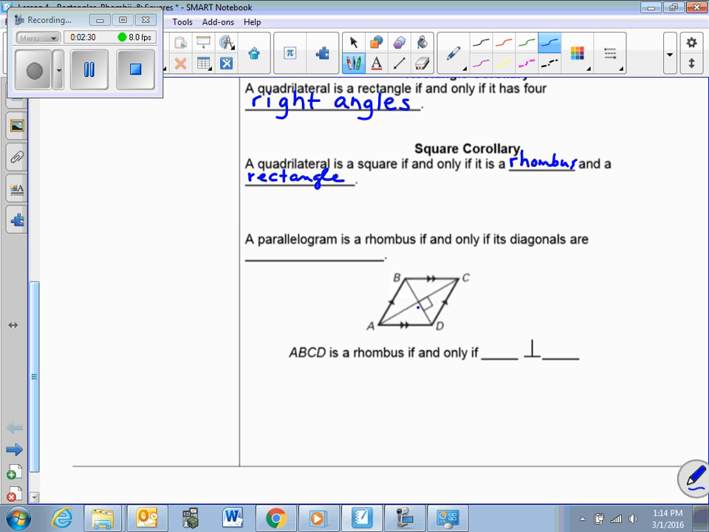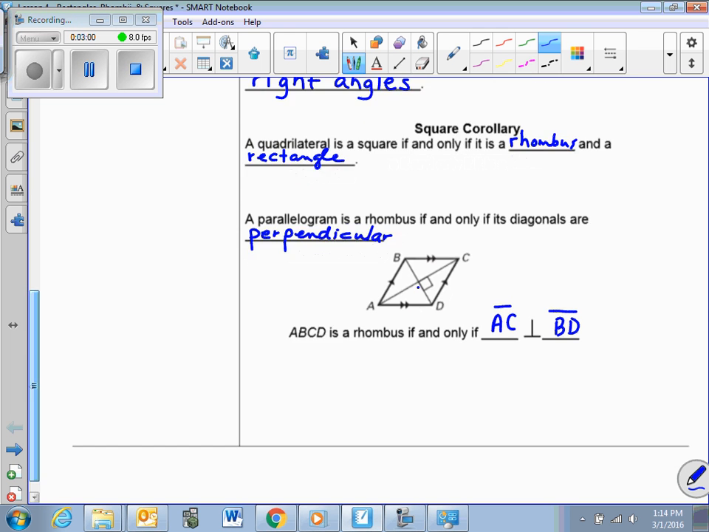All right, a parallelogram is a rhombus if and only if its diagonals are, well, we can see from the picture here that those diagonals are perpendicular. So a rhombus has perpendicular diagonals. So in this case, that would tell me that AC is perpendicular to BD. Or, of course, you could write it the other way around. BD is perpendicular to AC. So what do you know about the diagonals of a square? They're perpendicular, of course.